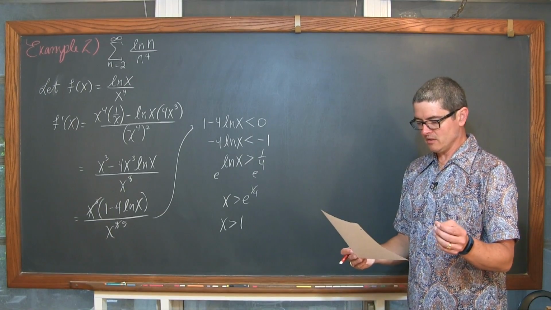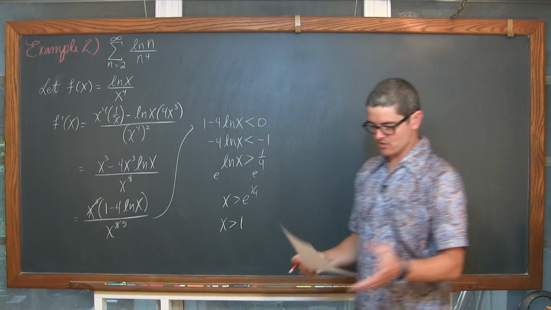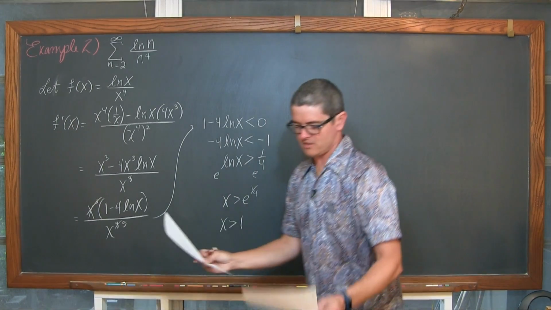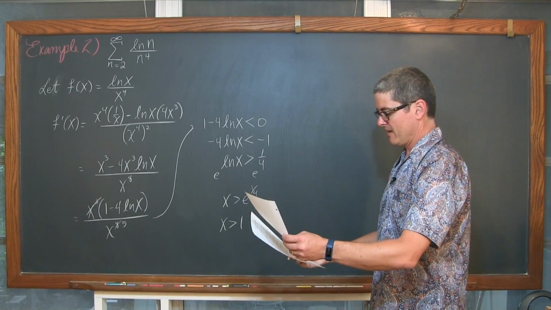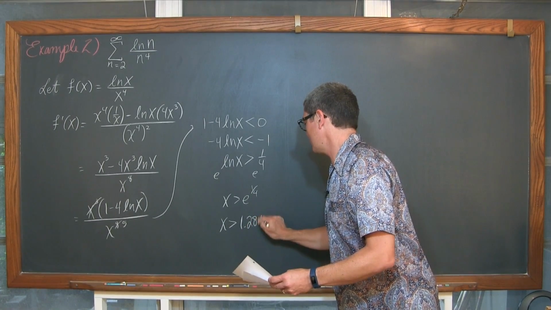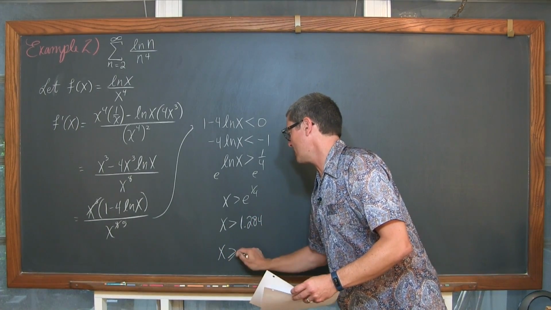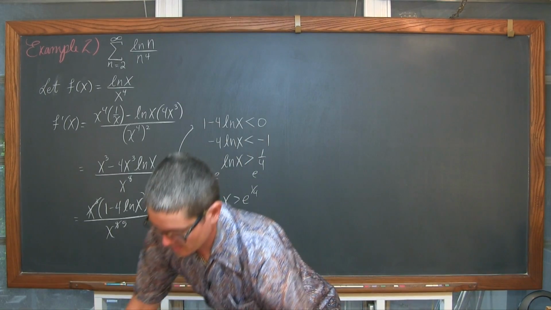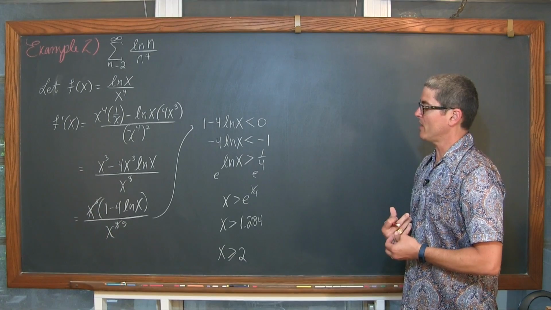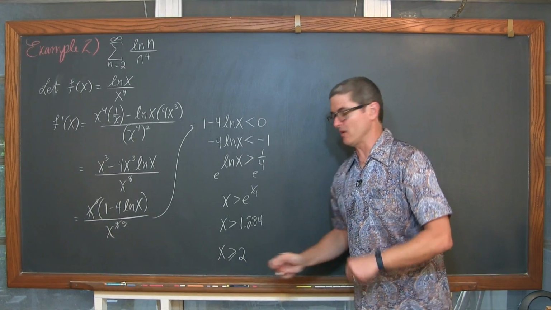Wrong page. Or is it? There it is. x needs to be greater than 1.284, which means x needs to be greater than or equal to 2, because really we're trying to emulate that idea that the domain for integers are all positive integers. So really we care about x being greater than or equal to 2.